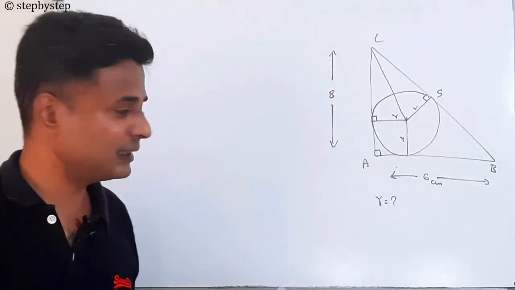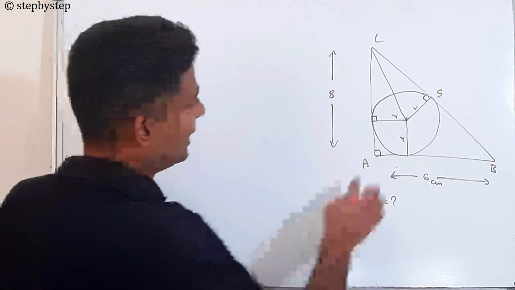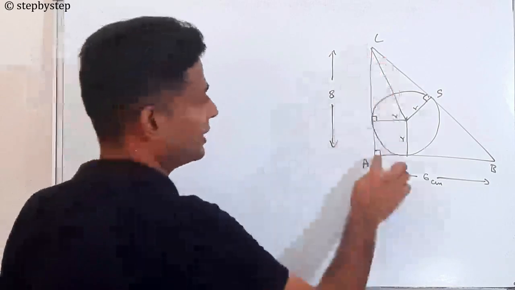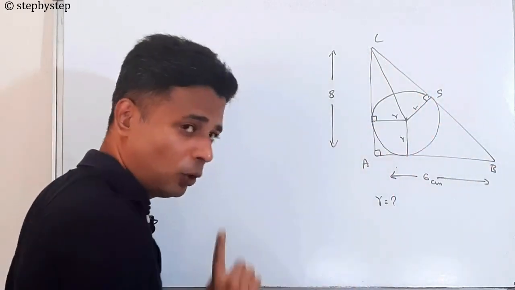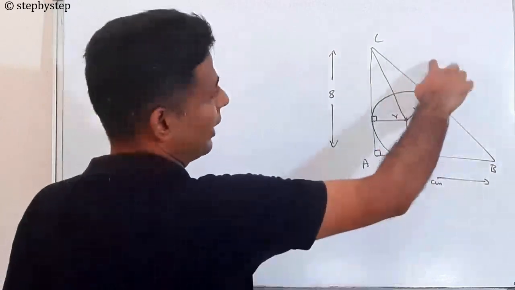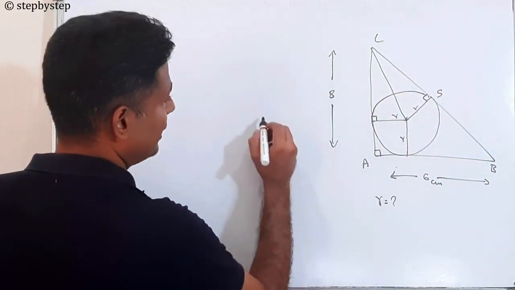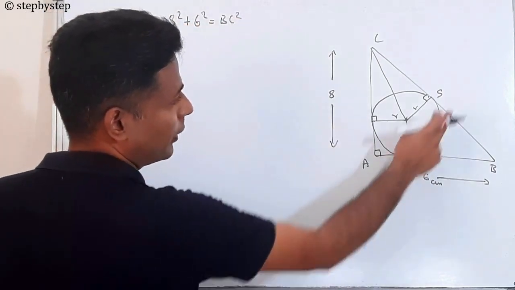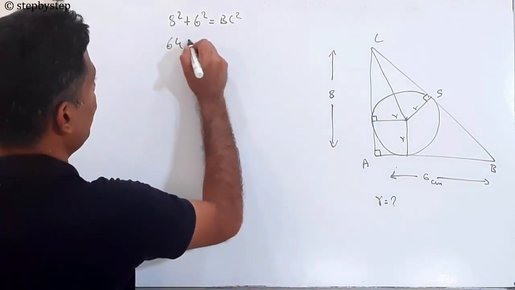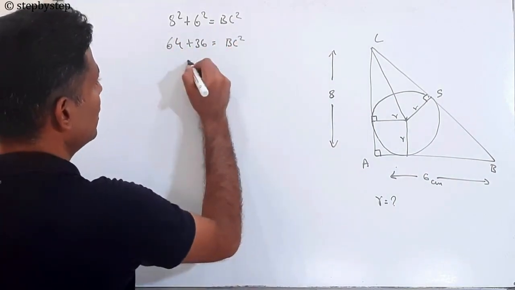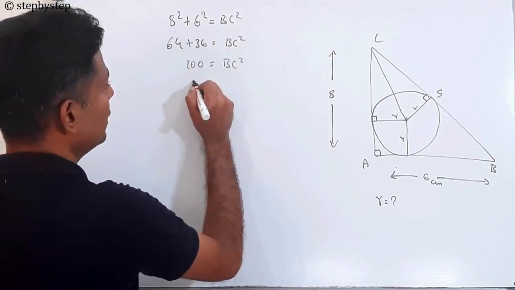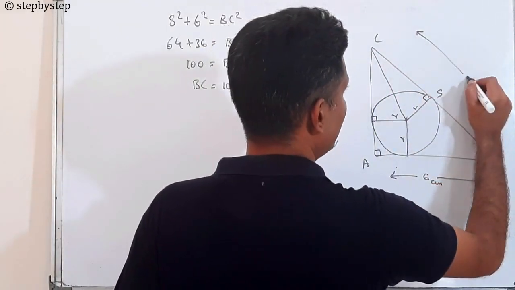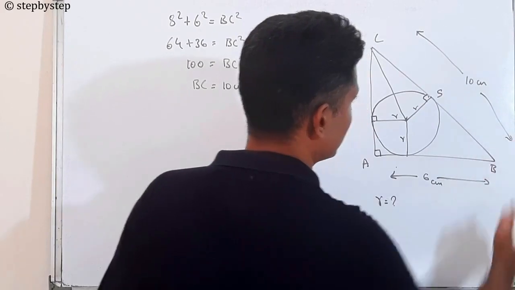Alright guys, this is the next problem. They have given you this figure and they have said AC is 8 centimeters, AB is 6 centimeters, and they have told you this is a right angle triangle. First thing we'll do is find the value of BC. So what will be BC? 8 squared plus 6 squared equal to BC squared. This square plus this square equal to hypotenuse squared. So 64 plus 36 equal to BC squared. So 100 equal to BC squared. So BC will be root of 100, that is 10 centimeters. So we got this entire thing as 10 centimeters, right?